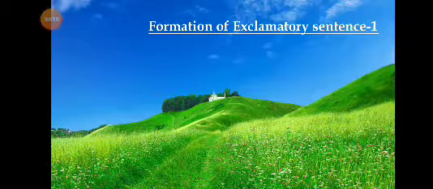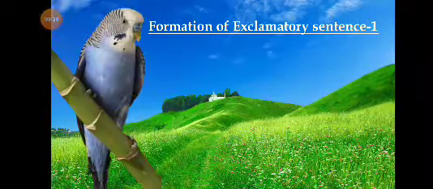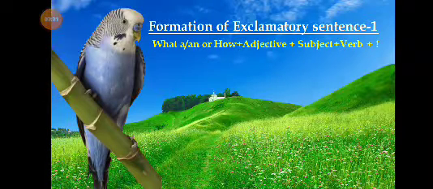We know there are 3 formations of exclamatory sentences. We can see 3 types of exclamatory sentences, and now I am going to discuss them one by one. First of all, the formation of exclamatory sentence 1, and it is with what a or what an, or how, plus adjective plus subject plus verb.